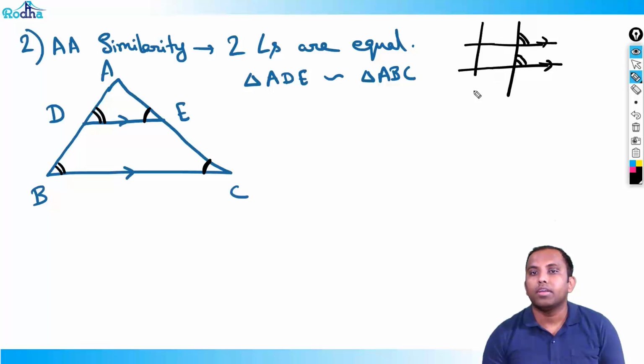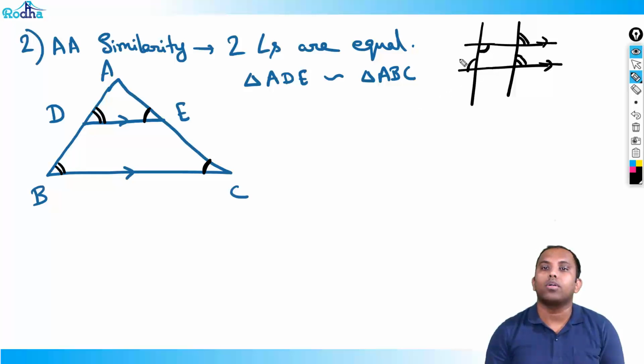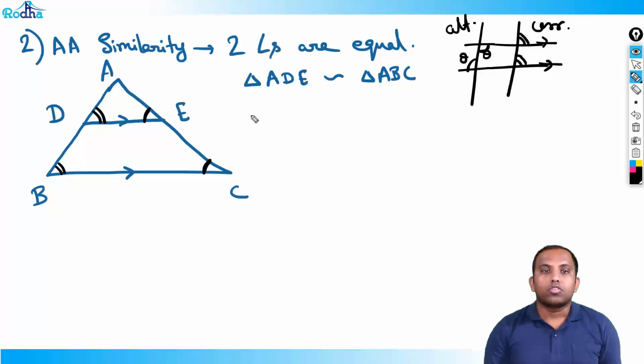And this angle and this angle are equal. They are called alternate angles. Theta and theta, these are alternate angles here, and those are corresponding angles. So two angles are equal, and I can say it is similar by AA similarity. Now let's discuss this case here.